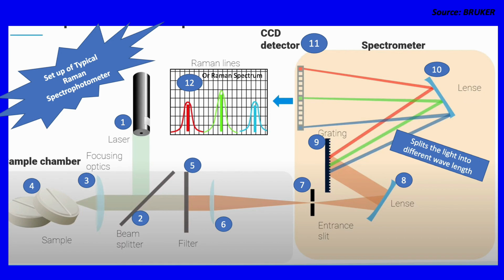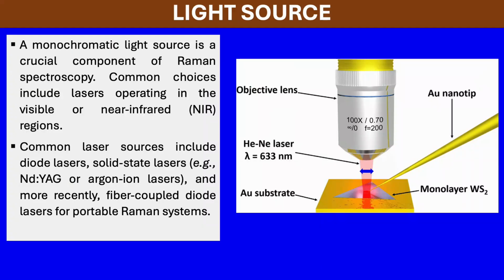And here the intensity of the band corresponds to how many Raman scattered photons are detected by the detector at the specific positions. Regarding the light source that is used for Raman spectroscopy, I want to say that a monochromatic light source is the crucial component of Raman spectroscopy. Common choices include lasers operating in the visible or the near infrared regions. Common laser sources include diode lasers, solid state lasers, and more recently fiber coupled diode lasers for portable Raman systems.